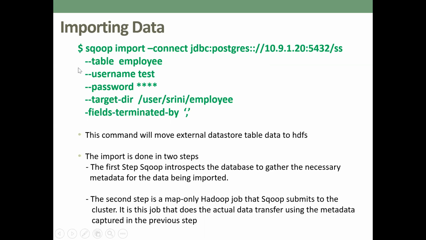Then followed by the table name. You need to specify the table name from which you are going to pull the data. My table name is employee here, and you have to provide the username and password. The username is test. Either you can hard code your password here, or there is another option, --password-file, where you give the file name. You can put your password in a particular text file and give that path, so that nobody will see your password in the sqoop command.